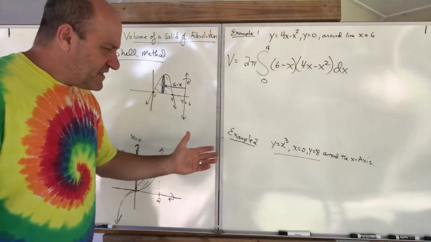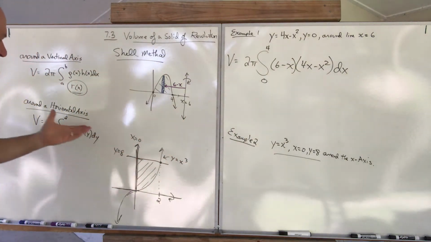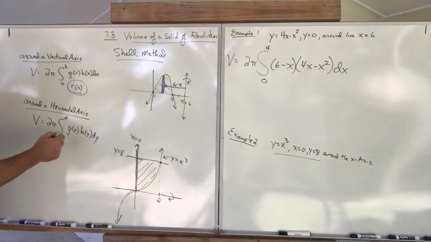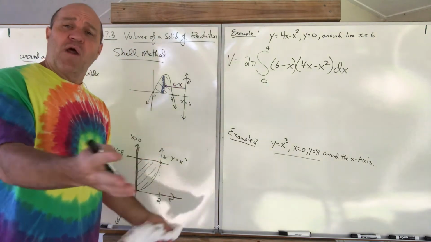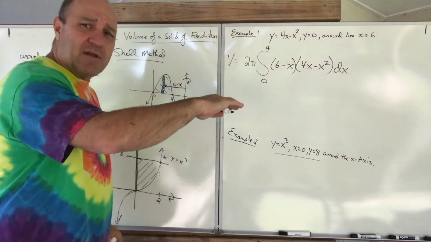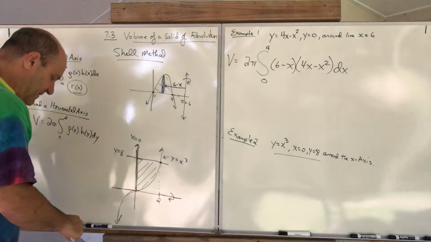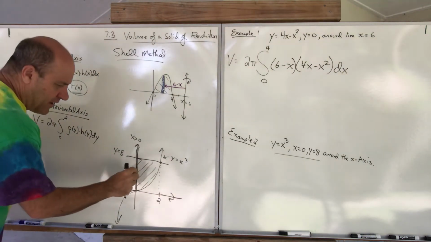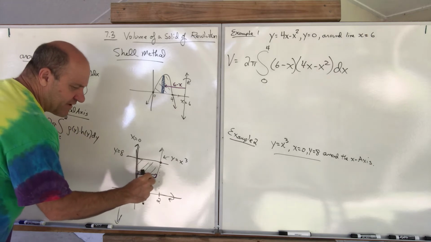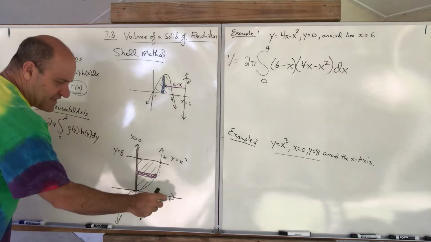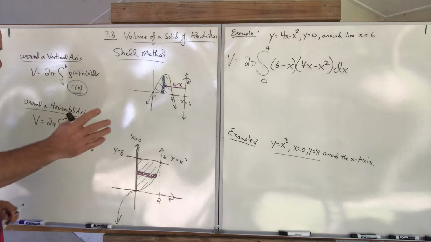And what's new about this is it's a shell method around a horizontal axis, and I haven't done one of those, so I will be working in y's. Remember step 1 of the shell method: draw a representative shell parallel to the axis of revolution. Okay, that's this. A representative shell parallel to the axis of revolution. This is the axis of revolution. All right, then I need 2 things.